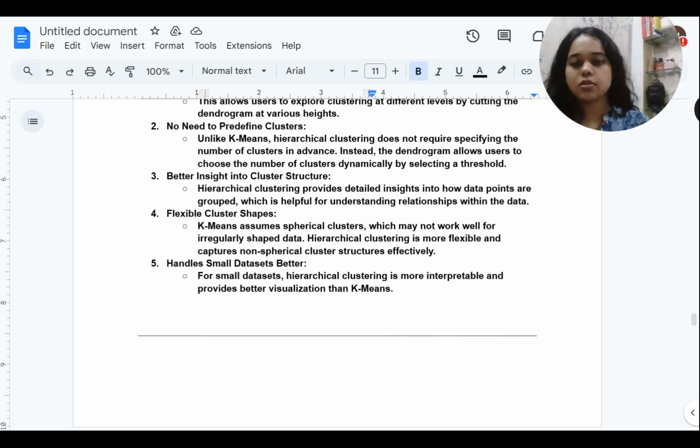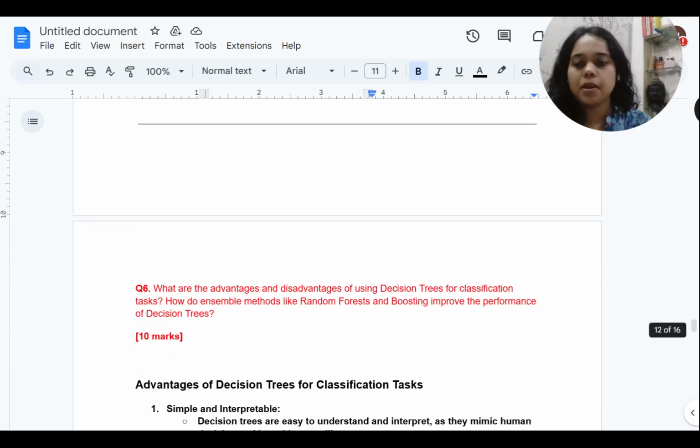Third is better insights into clusters. That is, it provides detailed insights into how data points are grouped, which is useful for understanding. Next, we have flexible cluster shape. K-means uses spherical clusters, which may not work well, but hierarchical clusters are more flexible and capture non-spherical clusters effectively. Now, it also handles small data sets better. It is more interpretable and provides better visualization than k-means.